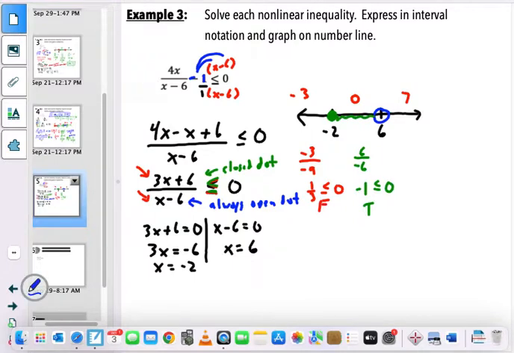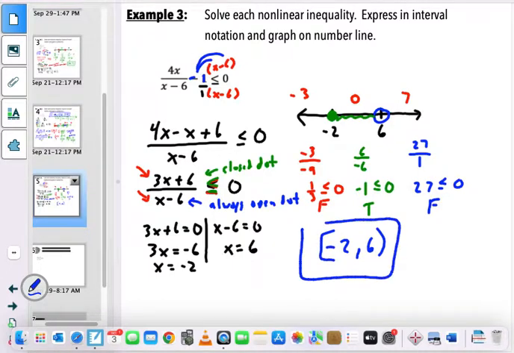7, let's try 7. 2 times 7 is 21, plus 6 is 27. 7 minus 6, there is 1. 27 divided by 1, there is 27. Is 27 less than or equal to 0? No, that's false. So my solution there is in between -2 and 6, including -2, but not including 6. So -2 to 6, not including 6, so I need a parenthesis, but including -2, so I need a bracket. So there's our final solution there.